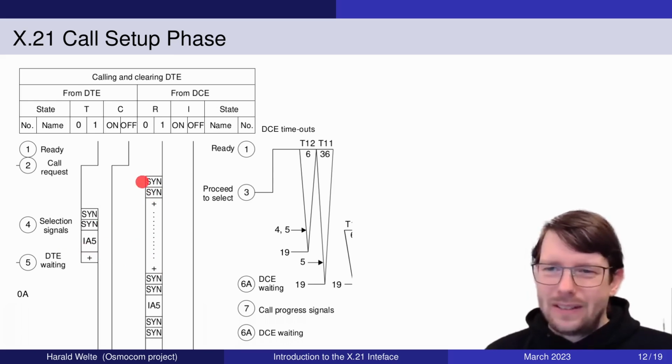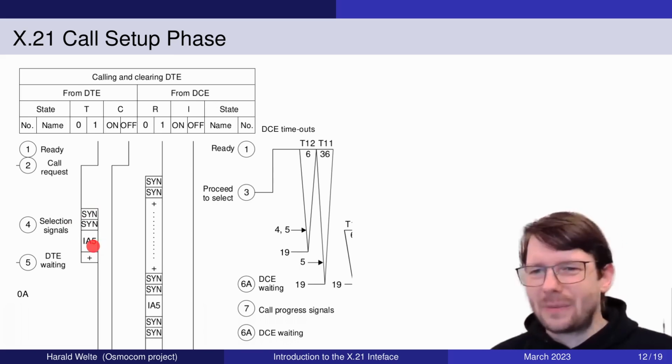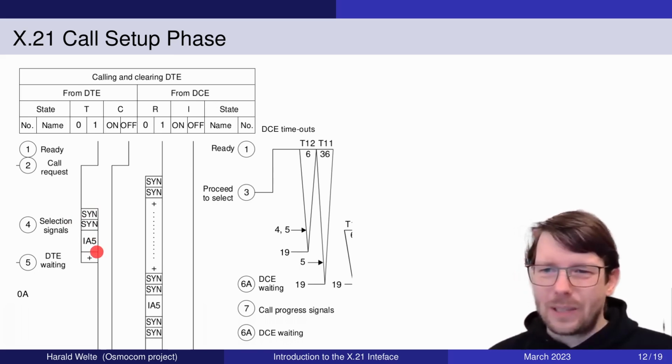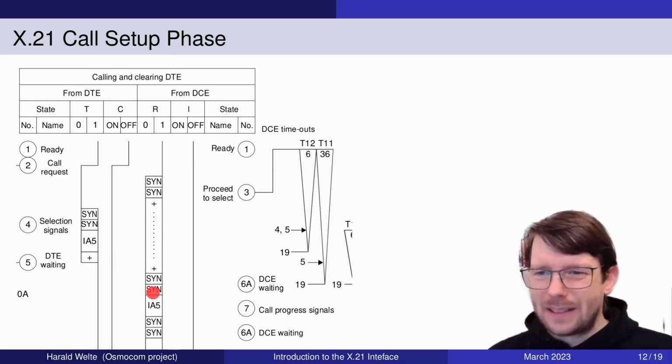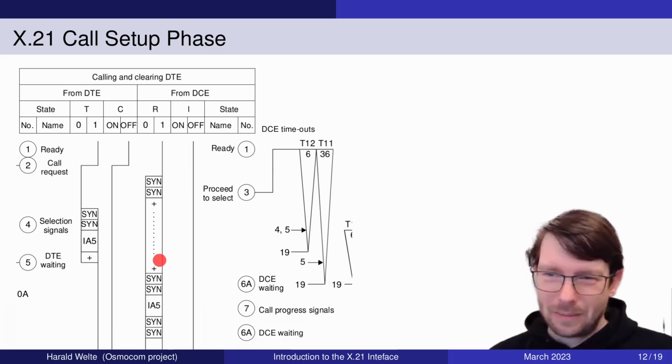So these 2 SYN characters and the plus signs are detected by the DTE, which means the DTE can now start to dial, and it in turn sends its dial string, here called selection signal, by 2 SYN characters at the start, and then ASCII characters in this reduced ASCII 7-bit character set that I mentioned before. So it would send the called party number, and then at the end would terminate this message with a plus signal. This again gets sent to the network. Once this has been recognized, the network will stop sending plus signals.